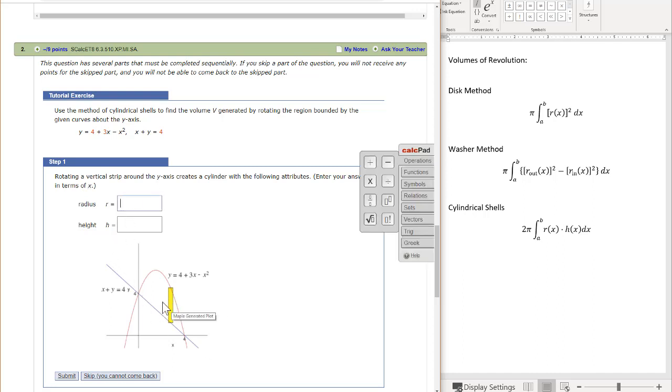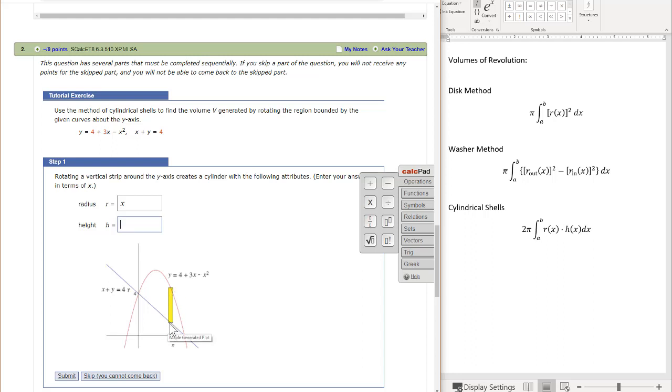So in this cylinder, the radius is going to be the horizontal distance from the axis of rotation, which is the y-axis, up to that strip. And that looks like it's just going to be a plain old x value. The height now is the height of this strip. So this has a low and a high. It's bounded by a couple of curves, so it doesn't go all the way down. So it looks like we will need a difference between them, the high minus the low.